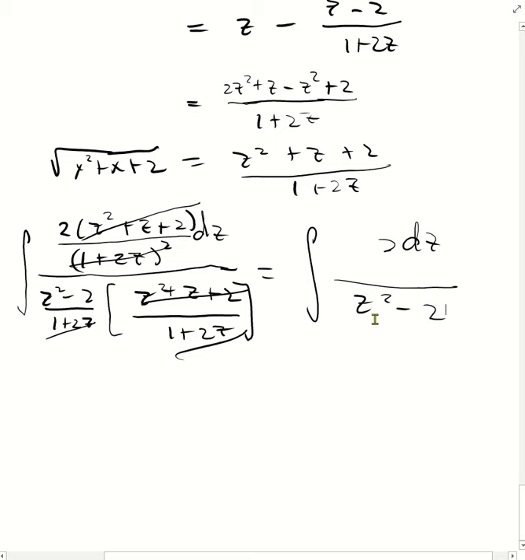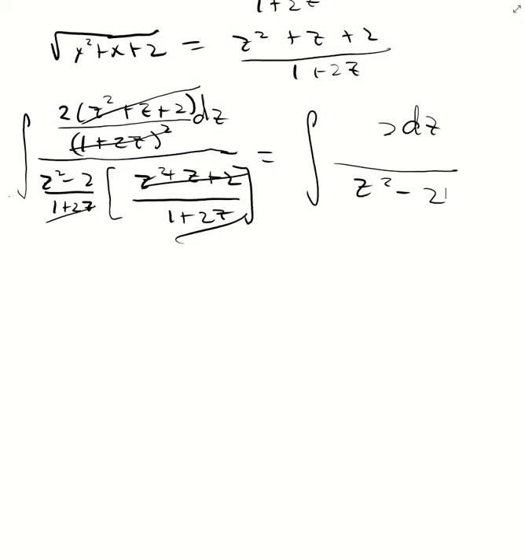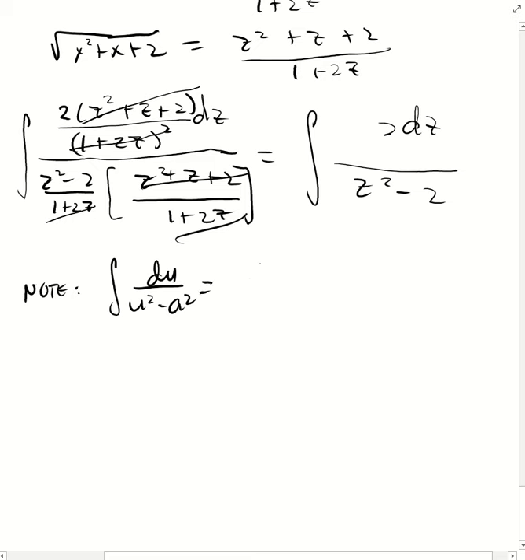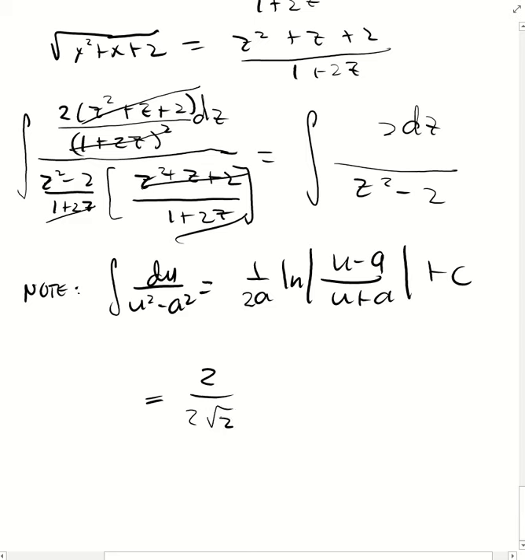Then how do we integrate this one, z squared minus 2? We already did this one. Again, it's the same formula that we used in the previous examples. Note the integral of du over u squared minus a squared is equal to 1 over 2a ln of u minus a over u plus a plus c. Our a here again is square root of 2. Our u is z. So we will be having that 2 divided by 2 times square root of 2.